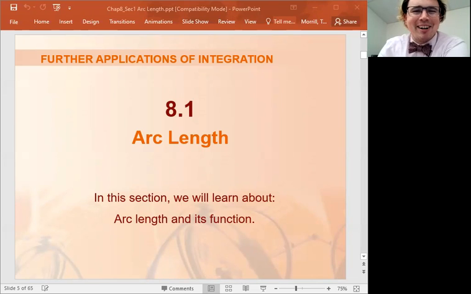Well, what other dimensions do we have left to work with? Can we find, oh, I don't know, hyperdimension in 4D? Well, we can, but not for today. Let's actually step down a dimension and talk about length. So the technical term here is the arc length of a function.